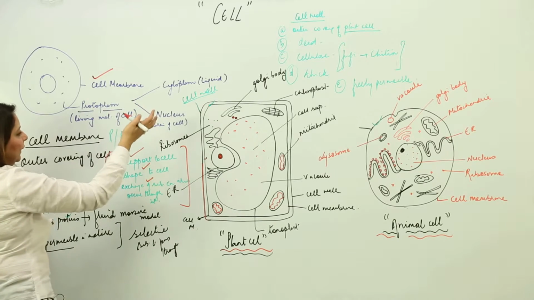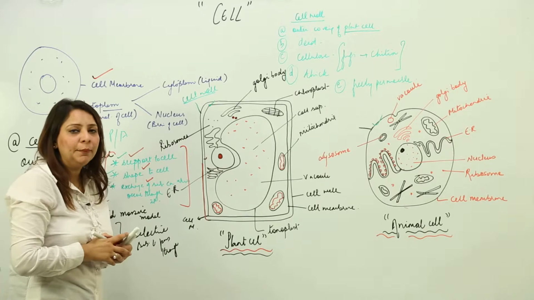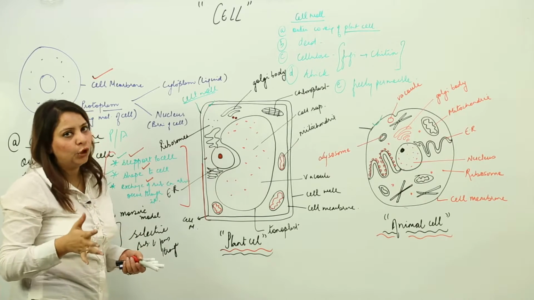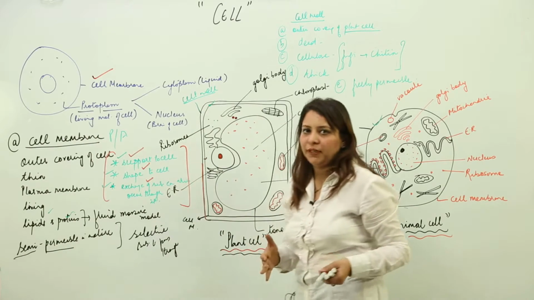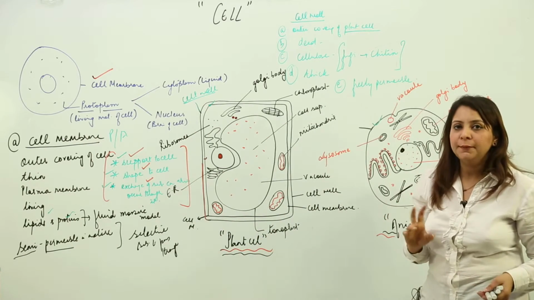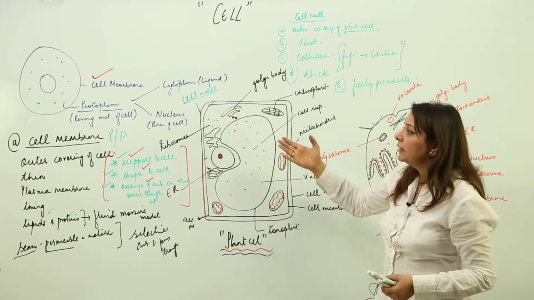So now you are familiar that in a plant cell we also have a membrane outside the cell membrane, which is called the cell wall. Moreover, the other name for the cell membrane is the plasma membrane. Please make yourself familiar with both names, because you can get the question in either form. So this is about the cell membrane.